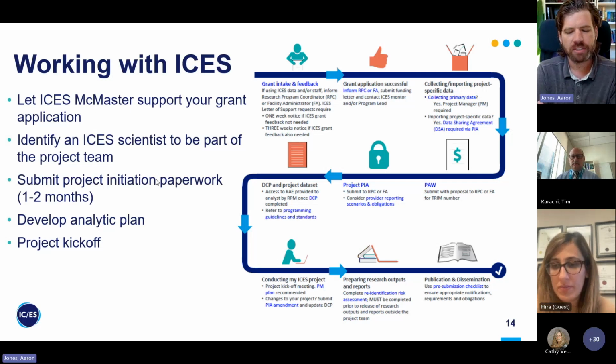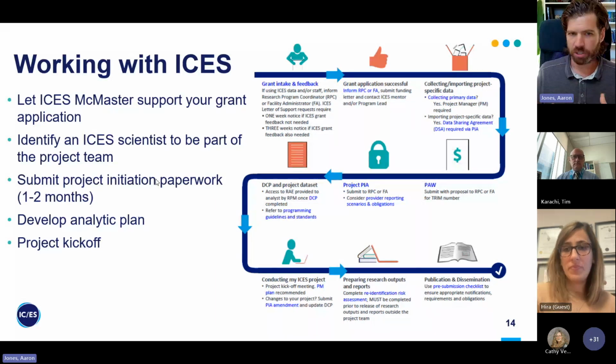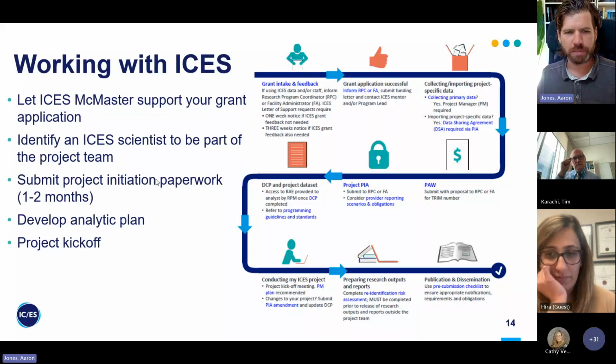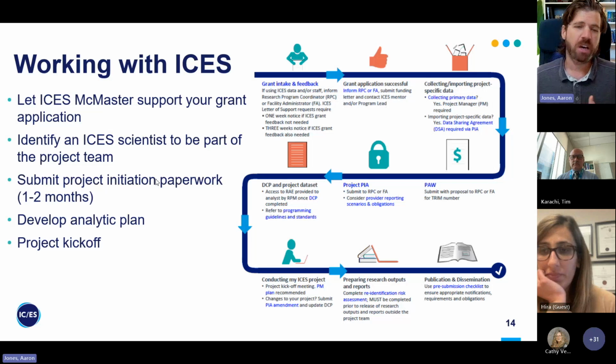Notably, to be a PI on an ICES project, you do not have to be an ICES scientist, but you do have to have an ICES scientist who is part of the project team. If you do not know one or have anyone who might be interested, we do now at ICES McMaster have a staff scientist who can fill in that role if you don't otherwise have a scientist you can include on your project team.